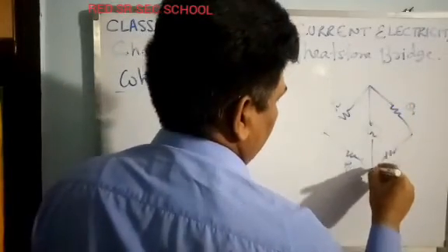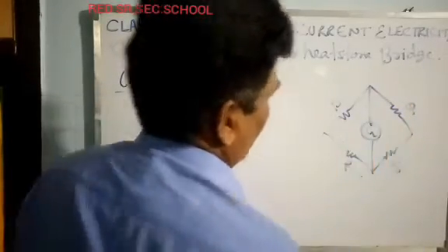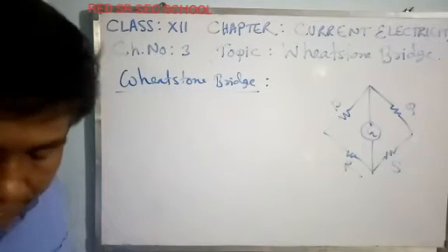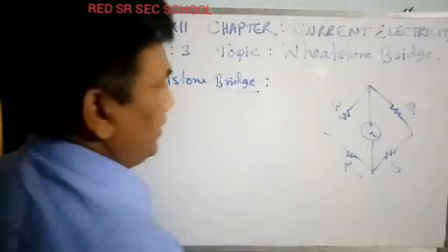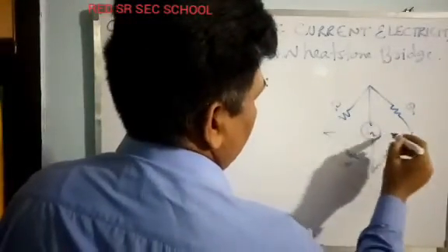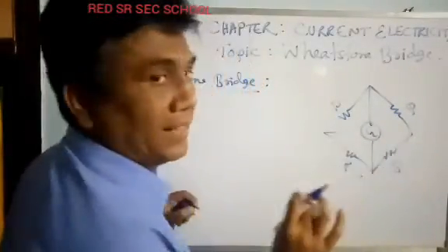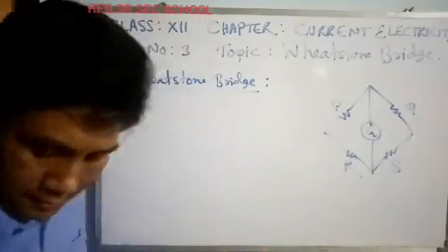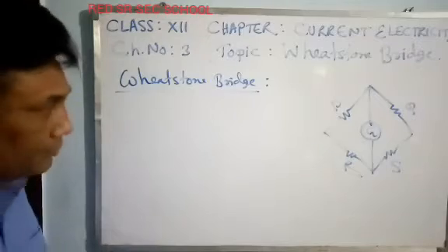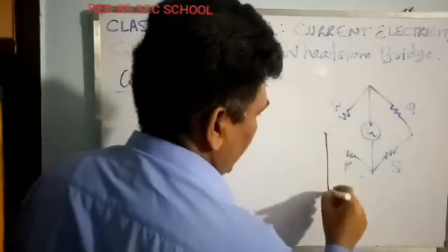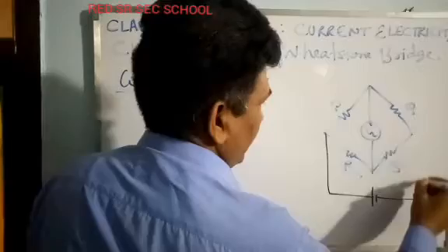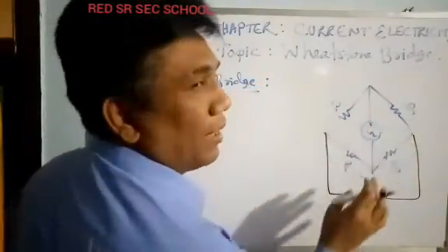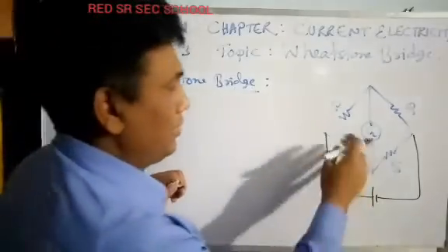One diagonal is connected through a galvanometer, and the other diagonal is connected through a battery, a cell. So I can draw this other diagonal here. Same thing I can put here also, but this will be overlapped. It looks very odd. That's why I am drawing here.